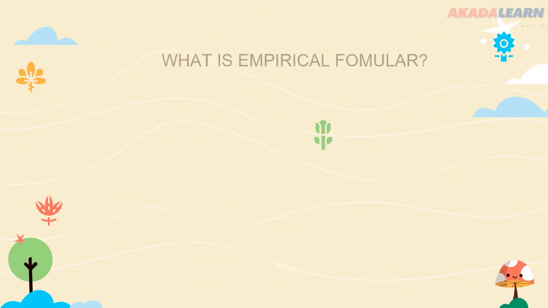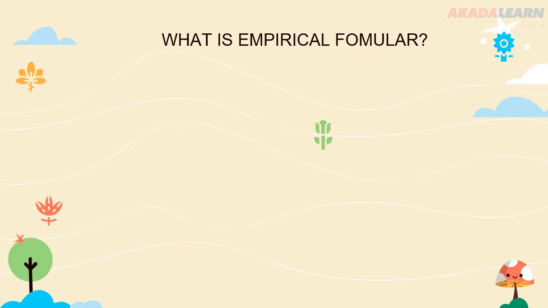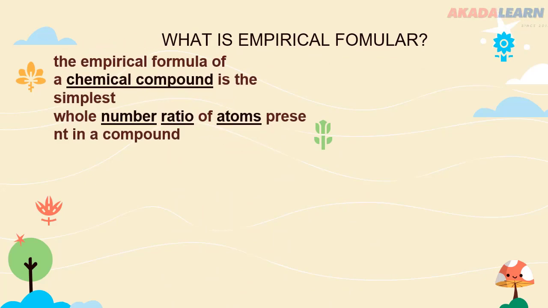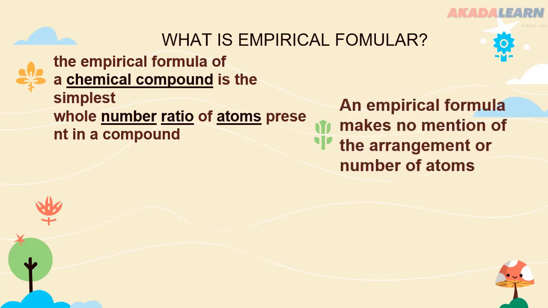So, let's get started. What is empirical formula? The empirical formula of a chemical compound is the simplest whole number ratio of atoms present in a compound. An empirical formula makes no mention of the arrangement or the number of the atoms in the compound.